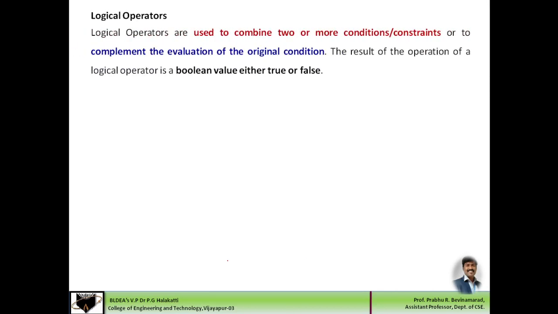And let us look at the logical operators. The logical operators are used to combine two or more conditions or constraints. So we can implement complex conditions with the help of logical operators. Even we can combine two or more relational operations with the help of logical operators. So the logical operators will yield a result that is true or false.